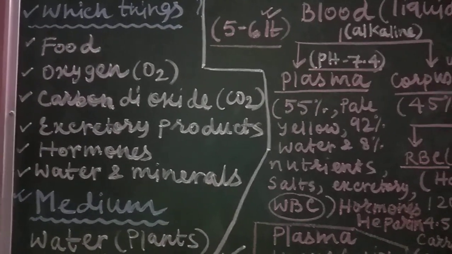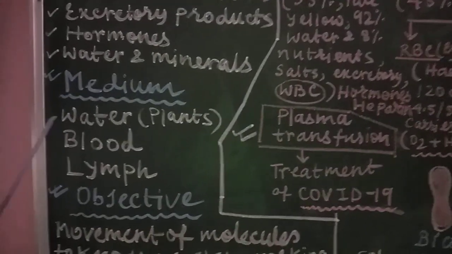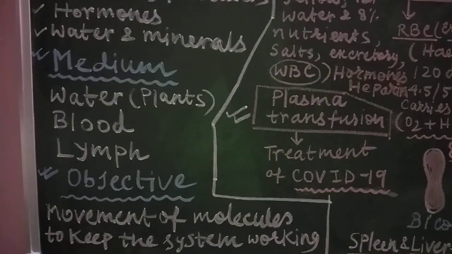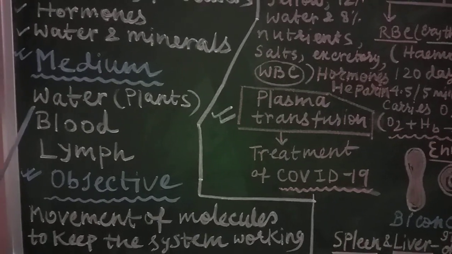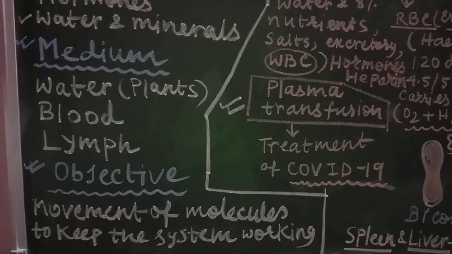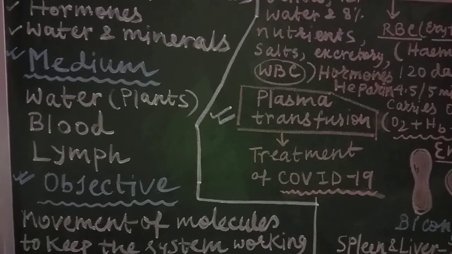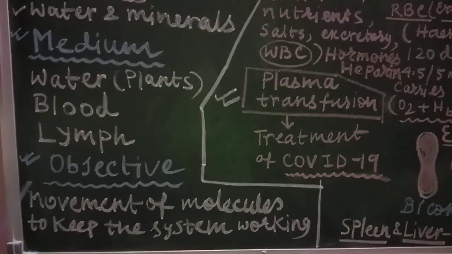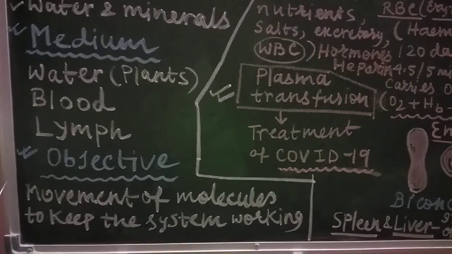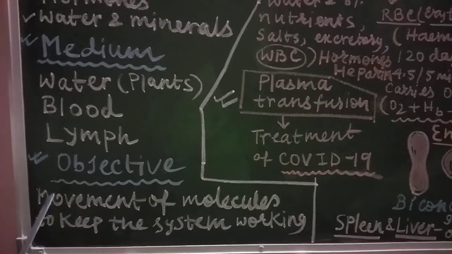So for this transportation they need a medium. Like in plants, you can see water is a medium through which this transportation is done. But in living organisms, the animals, blood and lymph, these two things are there by which this transportation occurs. So to sum up, the objective of transportation is the movement of biomolecules from the source to the different places by which the systems run properly.